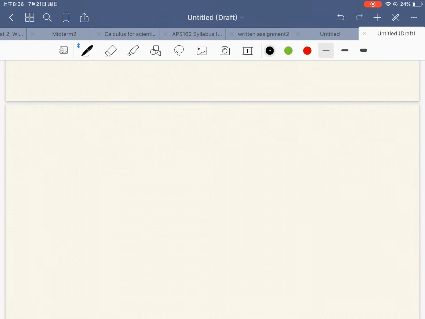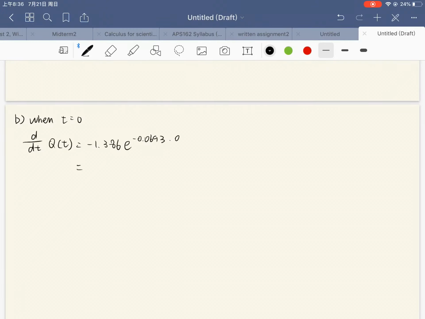Part B is asking for the rate of change of the amount of antibiotic when t equals 0 and 2. So we can just plug the value of t into the first derivative of Q of t we got from part A. For t equals 0, we have negative 1.386 times e to the power of negative 0.0693 times 0, so finally equal to negative 1.386. And do not forget the unit is mg per hour.